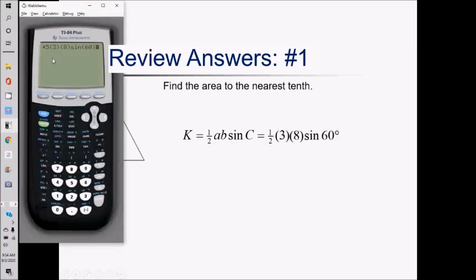So on my calculator, it got cut off a little bit there, but I'm doing 0.5 times all this stuff, just so I don't get anything in weird fractional mode. And pressing enter, that's going to be 10.4.